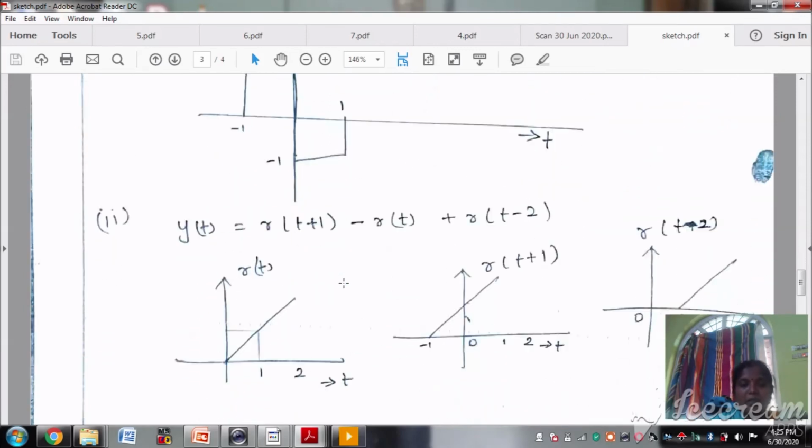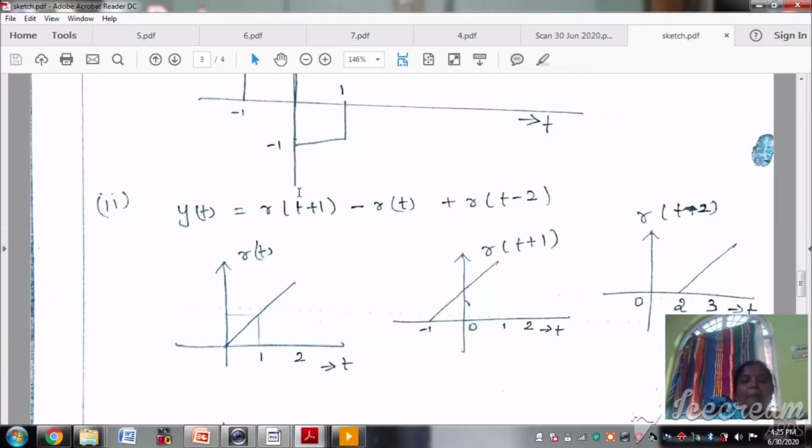And the next one, this is nothing but your unit ramp signal. This is the graphical representation of your ramp signal. Okay, at 0 the value will be 0, at 1 the value will be 1, at 2 the value will be 2. Now it is t plus 1. T plus 1 means what is your t naught? It is minus 1. So the signal will be shifted towards the left side by one time, and this is minus r of t. So you keep that one only. Don't fold the r of t signal. You keep it as such.